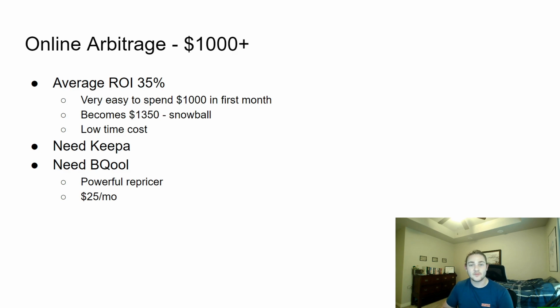I use BeCool myself. I use the AI version. I think it's really powerful. It is pretty expensive, about $100 a month, but you can start with the $25 a month plan, especially if you're only starting with $1,000. That's something I'll talk about here with Tactical Arbitrage.